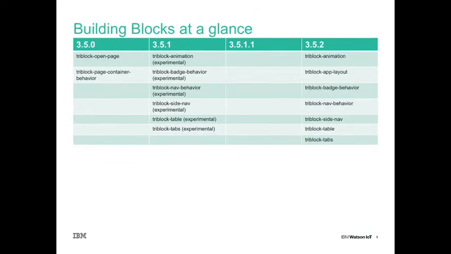And we separate out components versus building blocks. Components are used by building blocks, which combine components to create a higher level functionality or a more complex functionality. You can see here that in 3.5.1 we added several experimental components, and now in 3.5.2 we added TriBlock app layout, but we also removed the experimental tag from all of the experimental components that were released earlier.